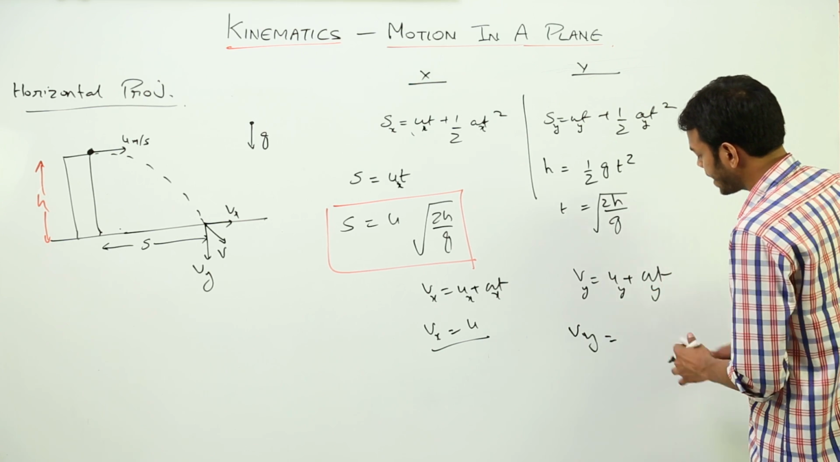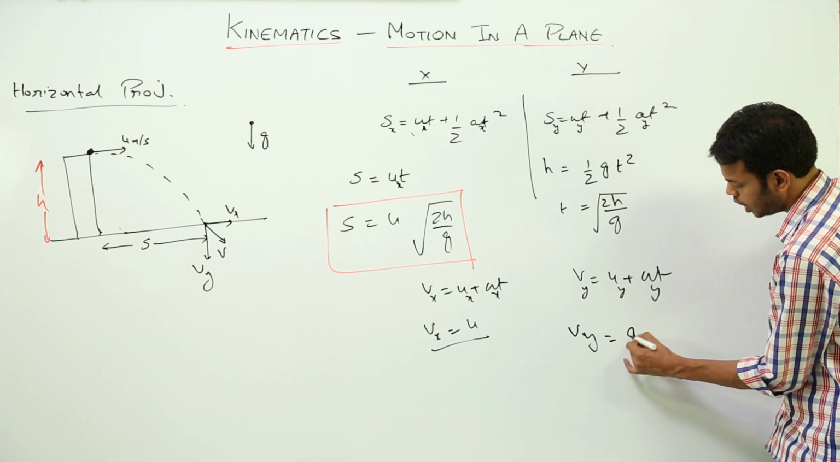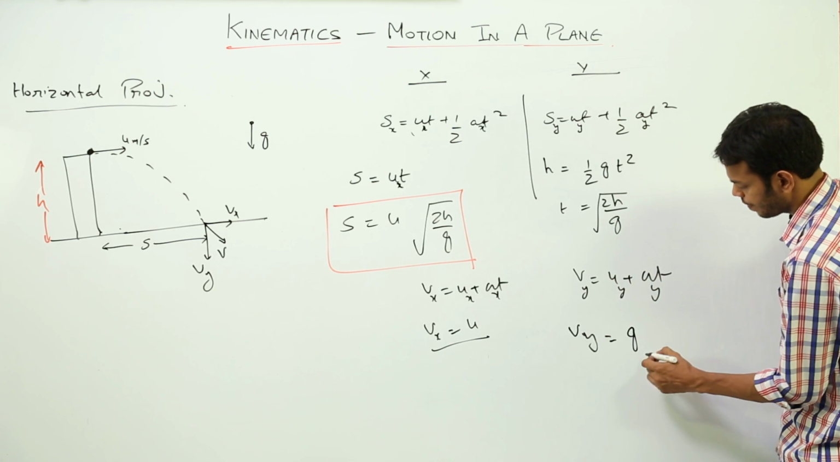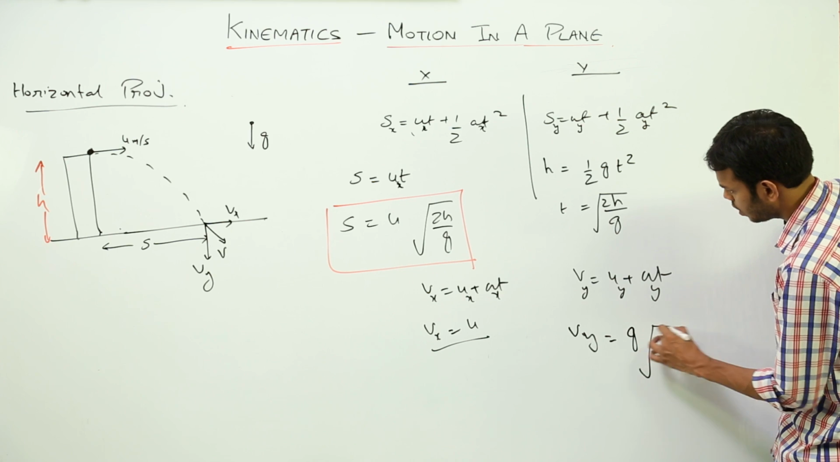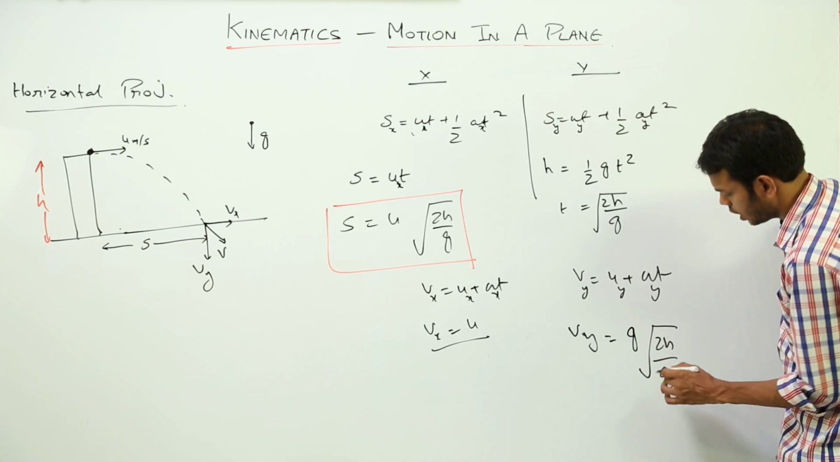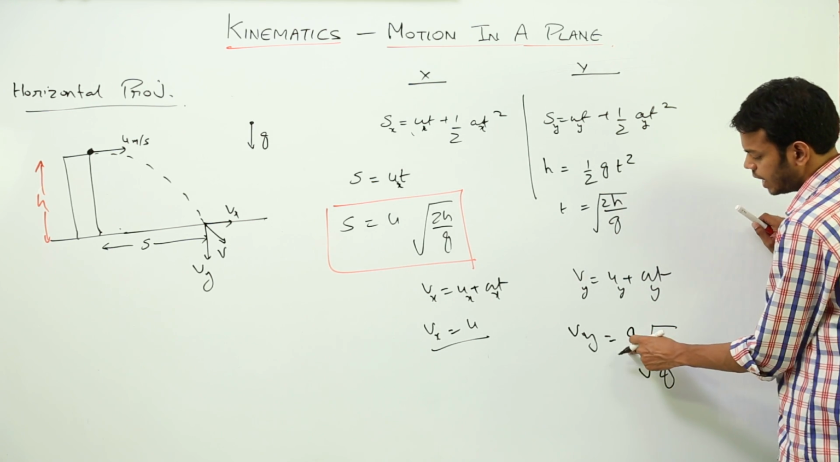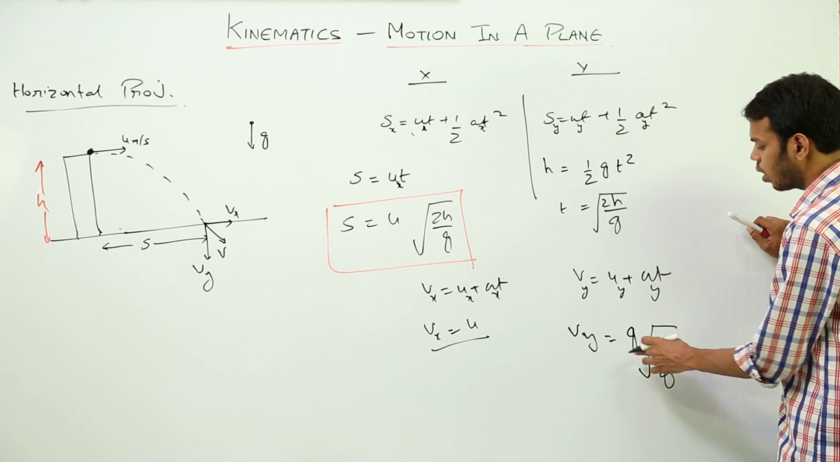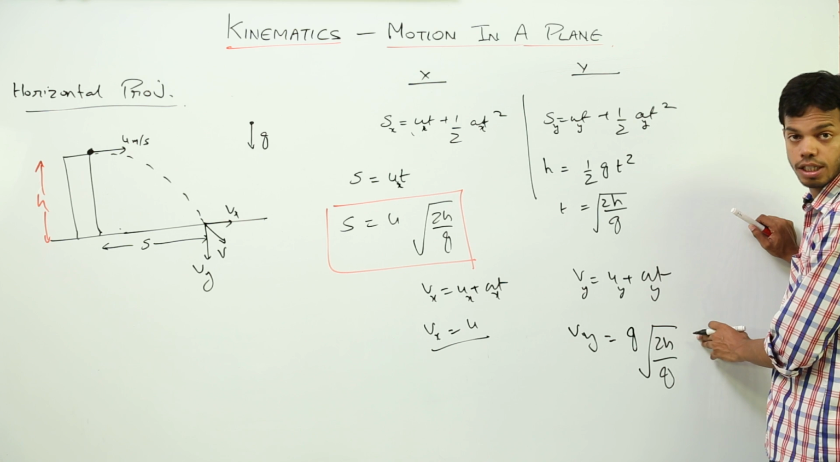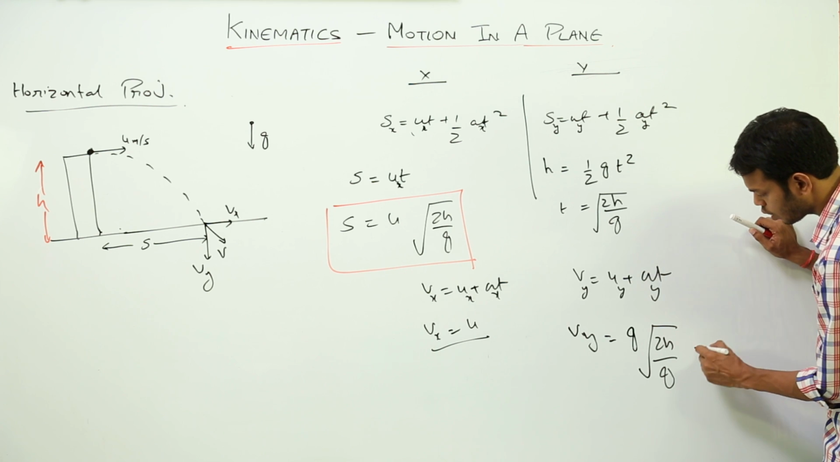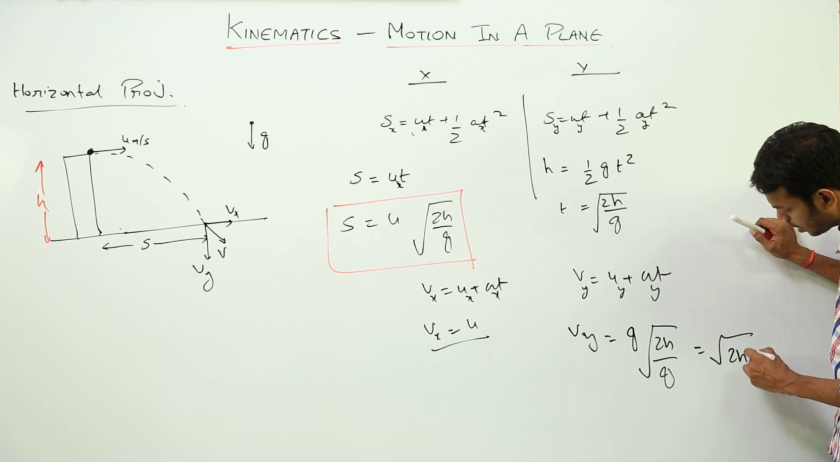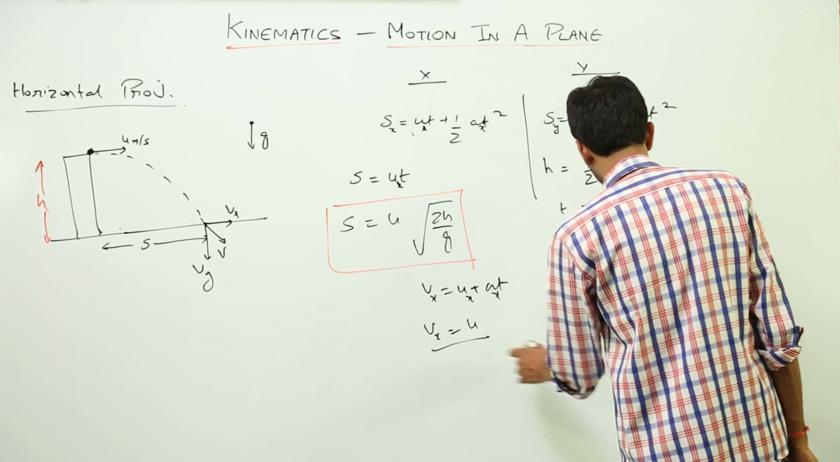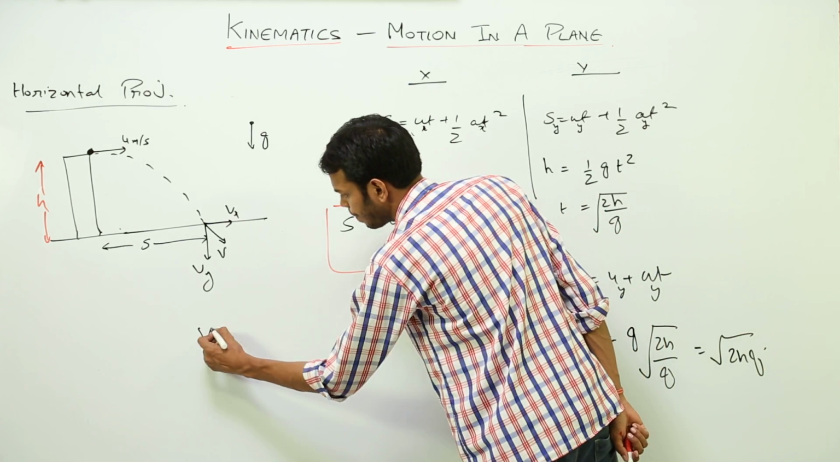This we have a value acceleration along y-axis, which is g, and t is this under root 2h upon g. This root g, this g and this root g, they can cancel each other, right? If I take this g inside, it will be g square and g goes, so I'll be left with under root 2hg. So vx is this and vy is this, so v is what?